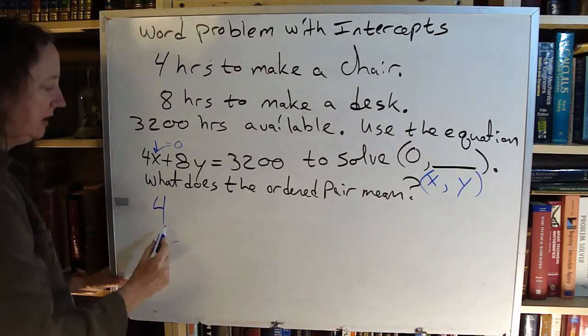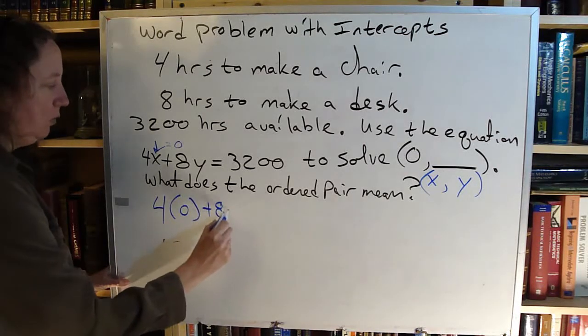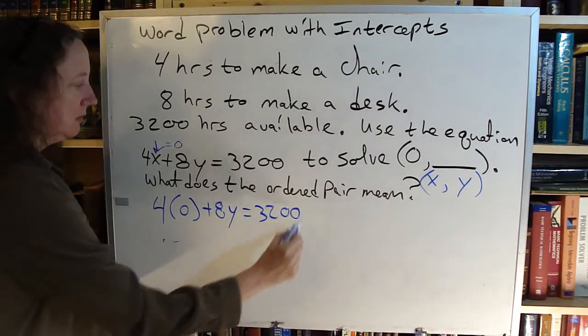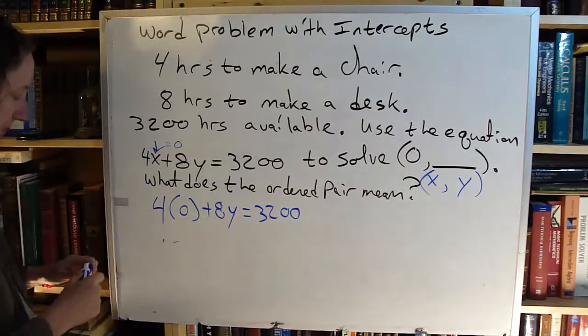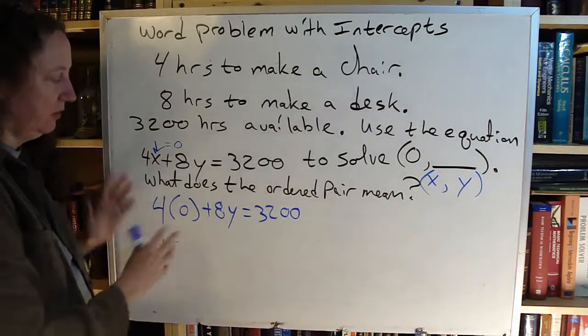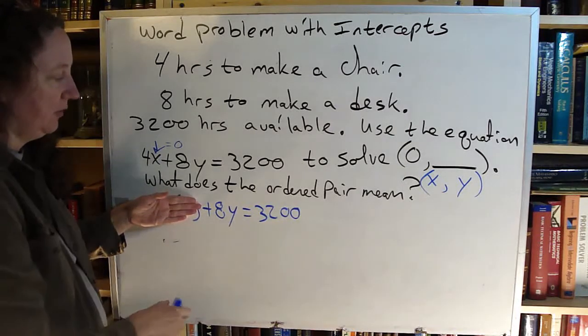So writing this out, I have 4 times 0 plus 8y equals 3,200. 4 times 0 is 0. 0 plus anything doesn't change it. So I have 8y is 3,200.